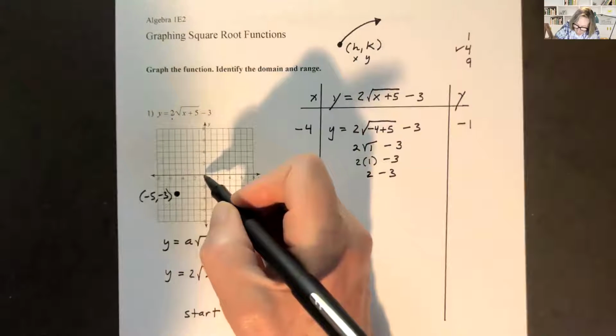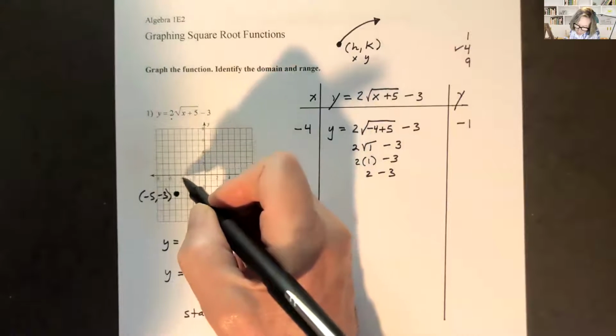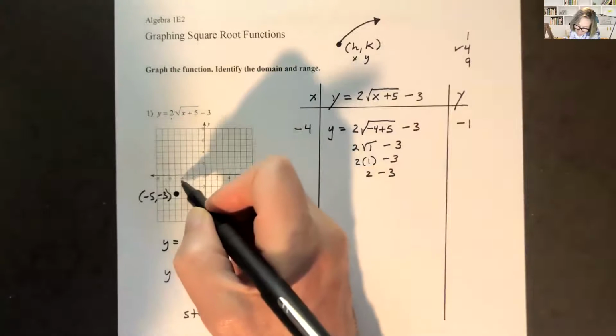So I go 4 to the left and 1 down to get a point.